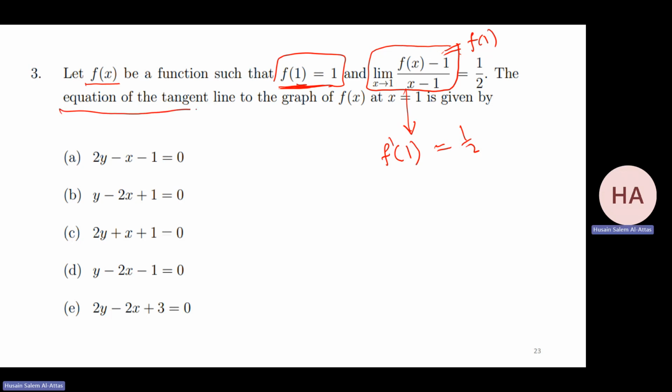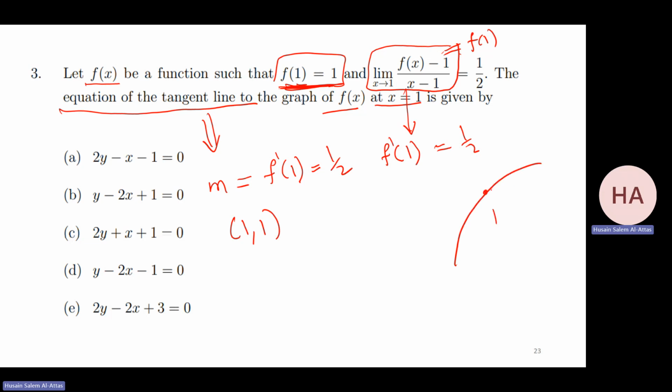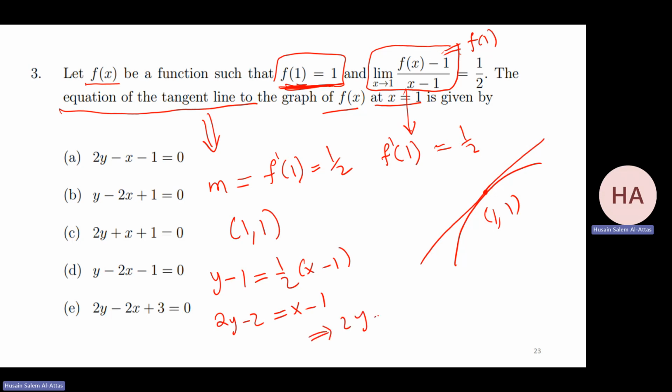What do they want? They want the equation of the tangent line to the graph of f at x equals 1. I know what the equation of a tangent line is. Well, first let me find the slope. The slope will be f prime at 1, which is half. And the point is (1, 1), because this is the point of tangency, which passes through the curve. So you have a curve at 1, and the tangent line will be something like this. It passes through this point, (1, 1). So the equation is y minus 1 equals half times x minus 1. Multiplied by 2, 2y minus 2 equals x minus 1. Make it all equal to 0. So I have 2y minus x minus 1 equals 0, which is this answer.